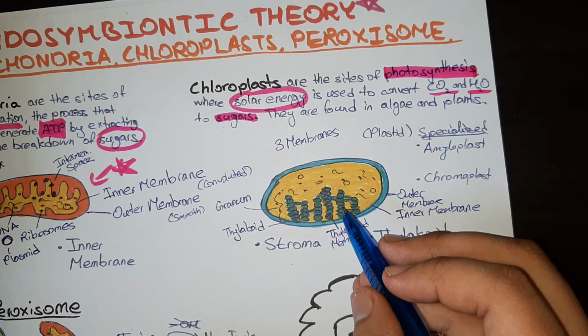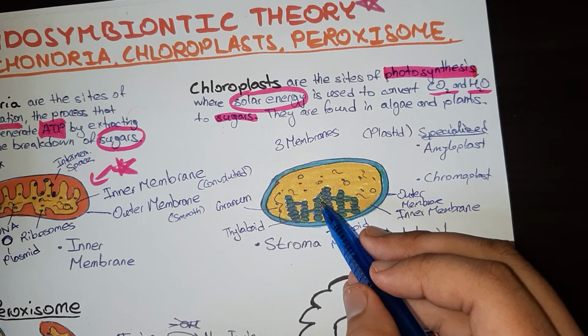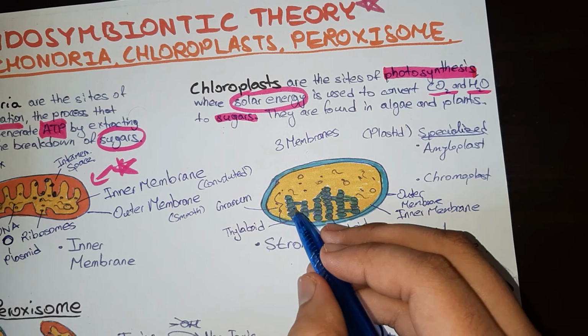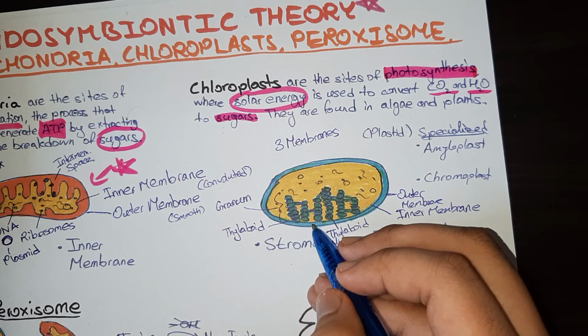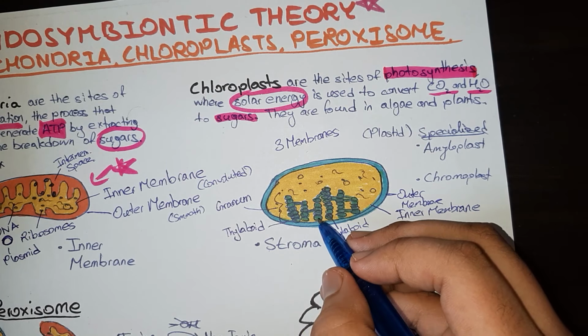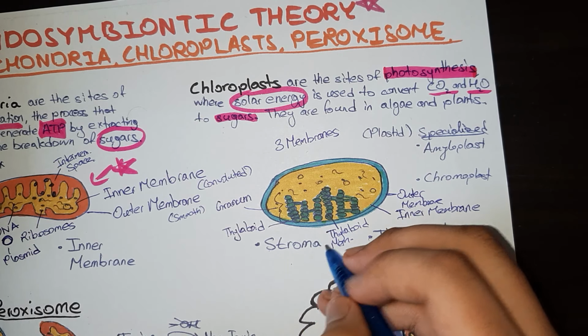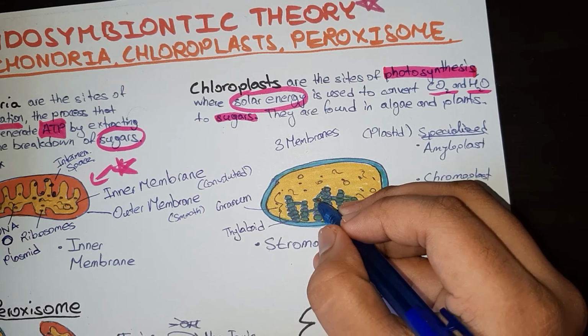So where is the chlorophyll inside the chloroplast? It is actually inside the thylakoid membrane, inside the granum. Inside the thylakoid membrane, there are a lot of enzymes that enable photosynthesis. So that will be all here.